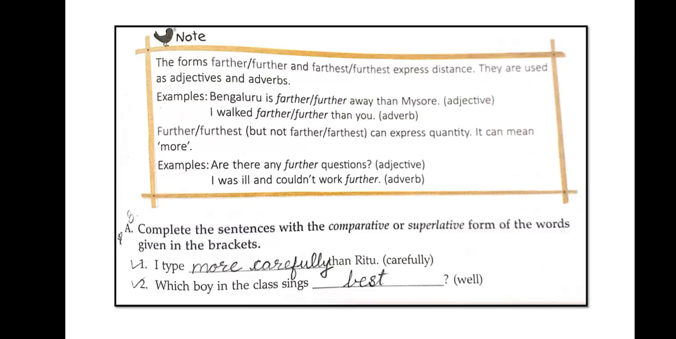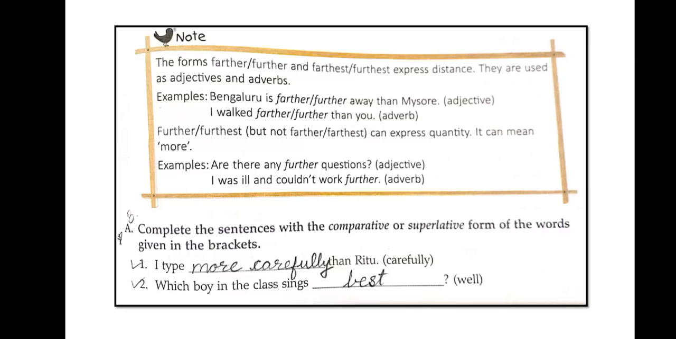Further or furthest, but not farther and farthest, can express quantity. Here we can use further or furthest, but farther and farthest we cannot use. When we use further or furthest, it shows quantity. It can mean more. Example: Are there any further questions? Here we have used it as an adjective. And: I was ill and couldn't work further. That we have used as an adverb.